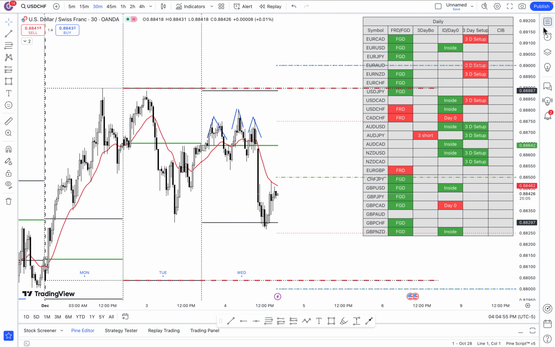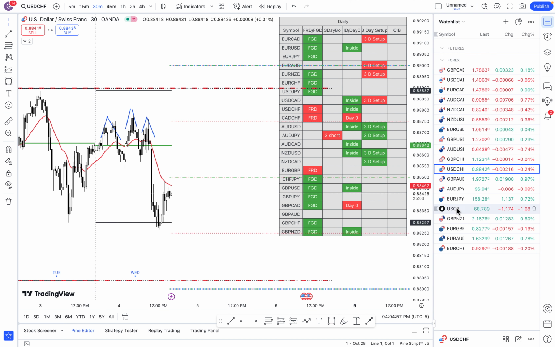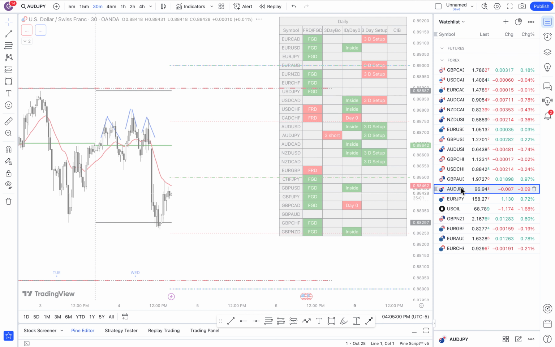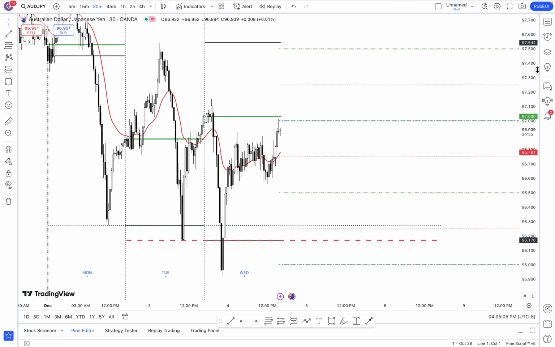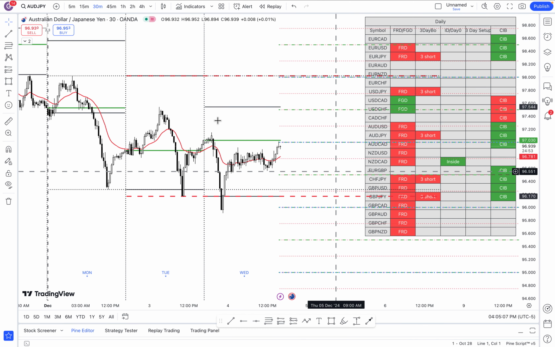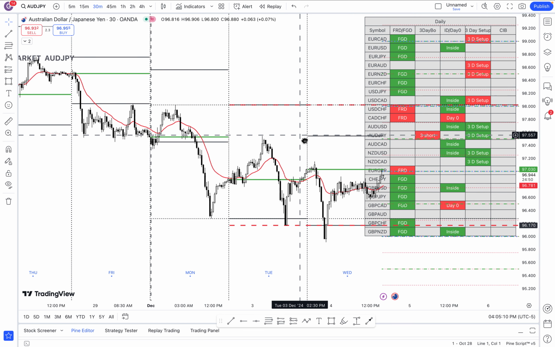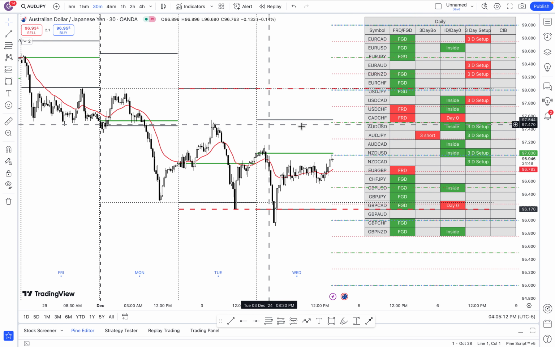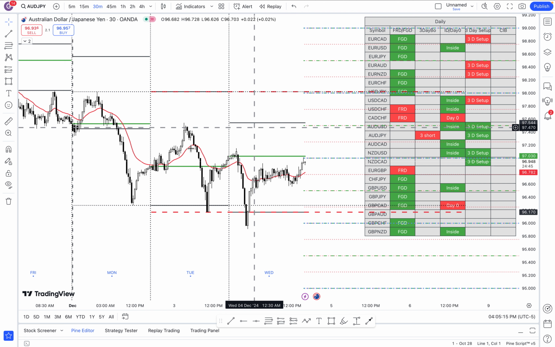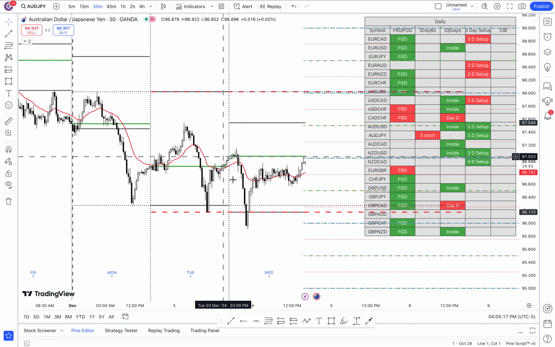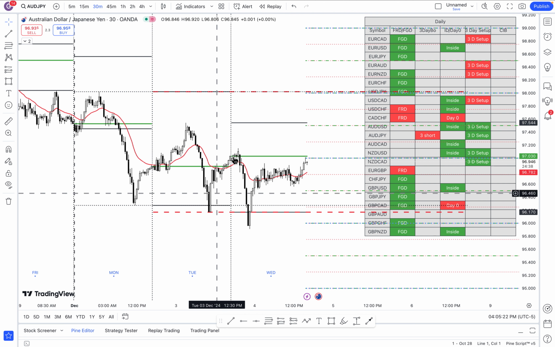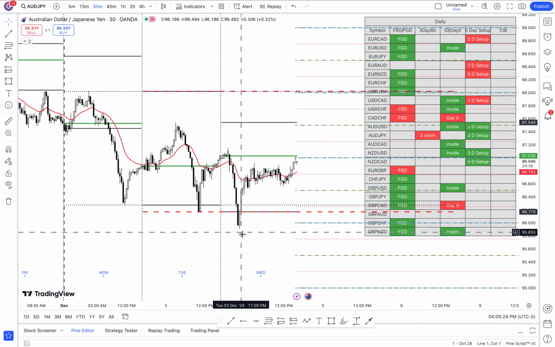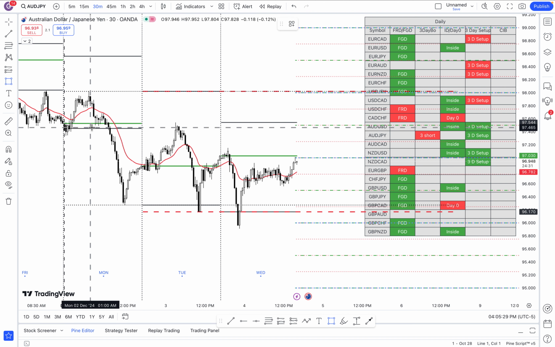AUD JPY showed a 3-day short and a 3-day setup. Let's see what exactly the indicator got here. Okay, let's go. Day 1, day 2, day 3, correct. Day 1 short, day 2 short, day 3 shorts triggering into the market. We have 3 days of shorts triggered into the market and a 3-day setup in our new week.